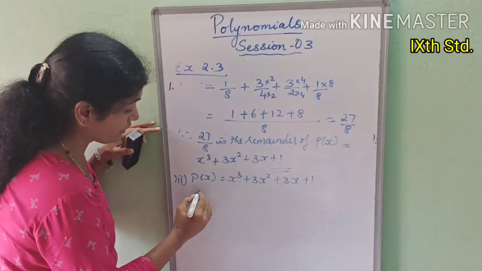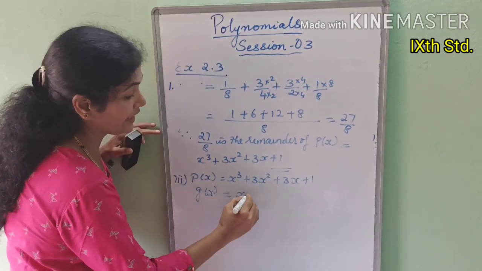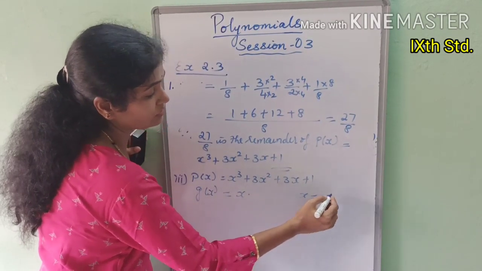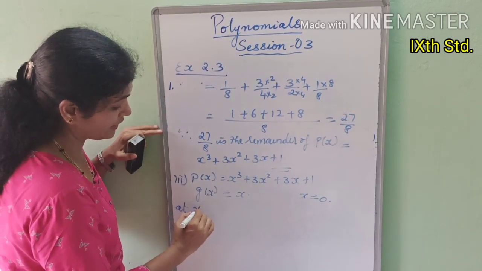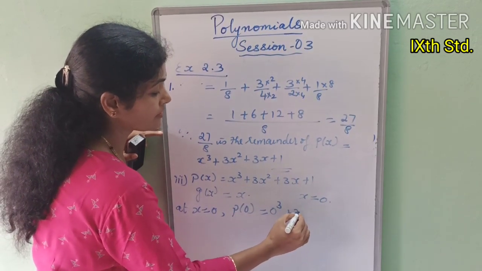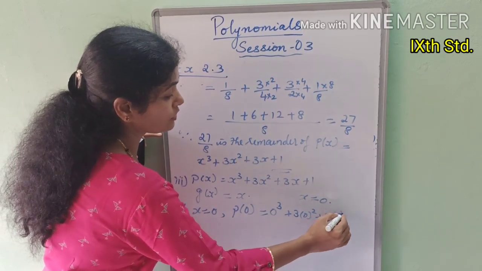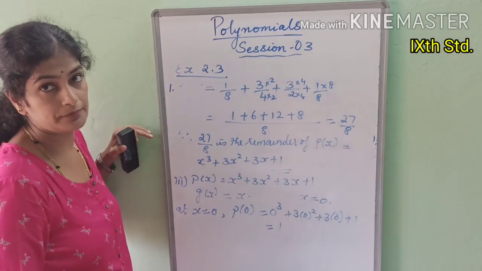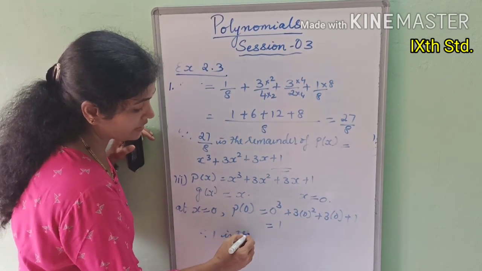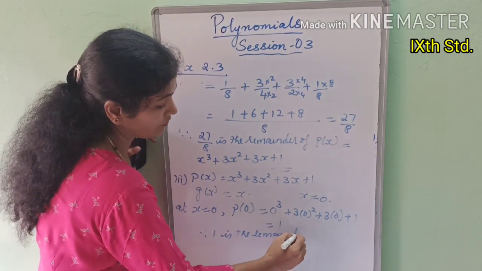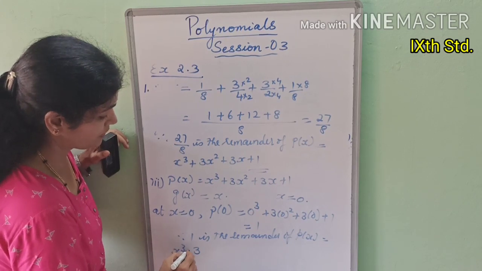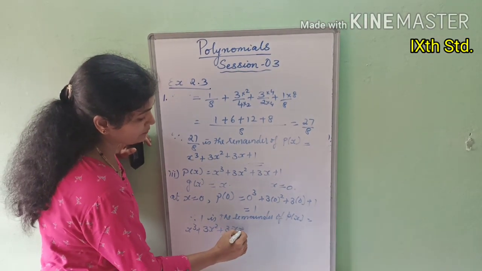Fine. What is g of x? G of x is given as x. What will be the 0 of this one? Equating it to 0, x equal to 0, right? So, find out at x equal to 0, what is P of 0? It is 0 cube plus 3 into 0 square plus 3 into 0 plus 1. So, which is equal to 1. So, what is the remainder? The remainder is 1. Therefore, 1 is the remainder of P of x equal to, what is that? X cube plus 3x square plus 3x plus 1.